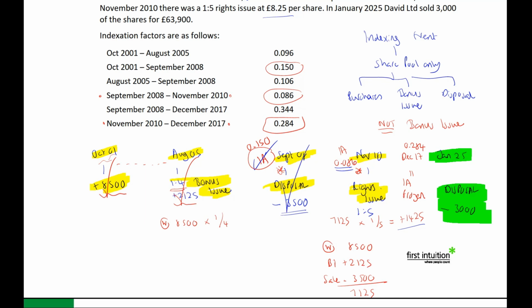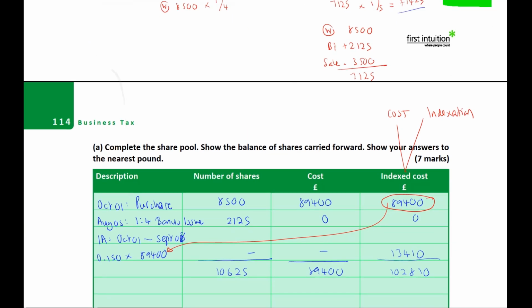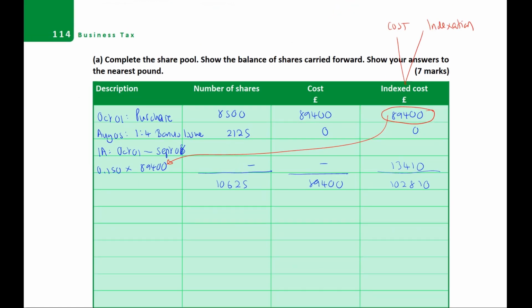Sorry, I've deleted my timeline there by accident. There we go, that's better. So September 08, there was a disposal of 3,500 shares. That's where I'm going to go next. So perhaps even by this point you can start to see the benefit of having the timeline. It has taken away a lot of the thinking. I'm not always having to think, do I index now? What comes next? What was the next thing to happen? It's all there.